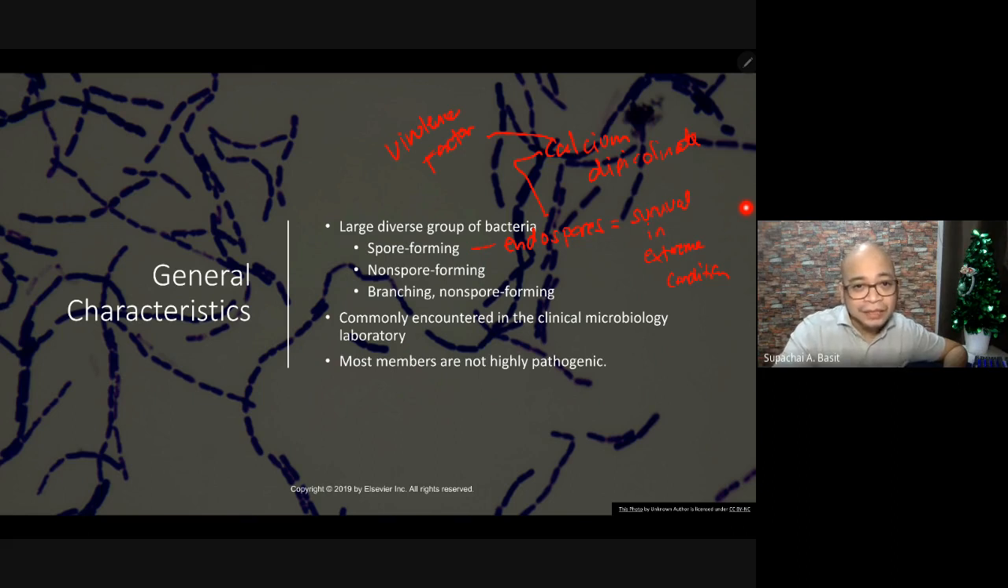You'd also be able to see branching or non-branching. Later on, I will be showing you the picture of a branching gram-positive bacilli. They are commonly encountered in the clinical microbiology laboratory, and most members are highly pathogenic. Ibig sabihin, they are disease-causing, and some of them are actually being used also in bioterrorism.